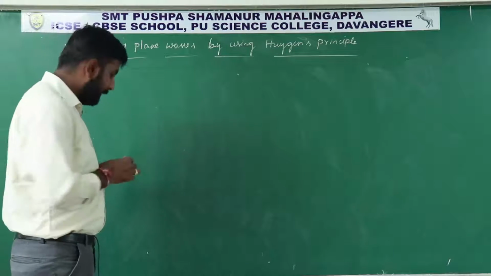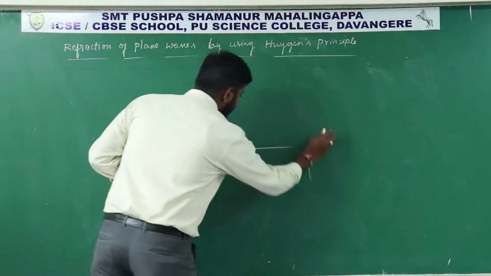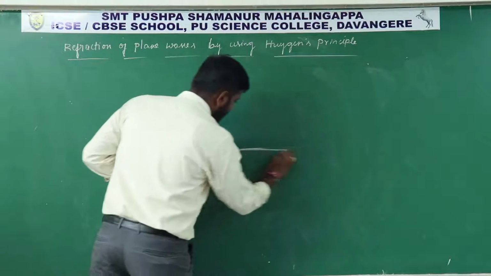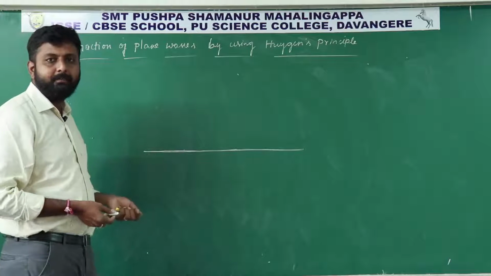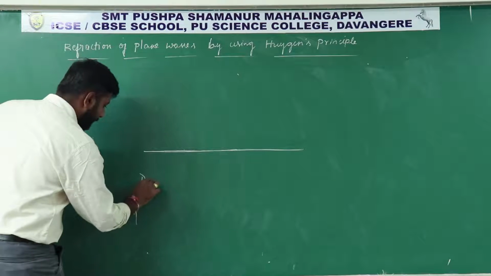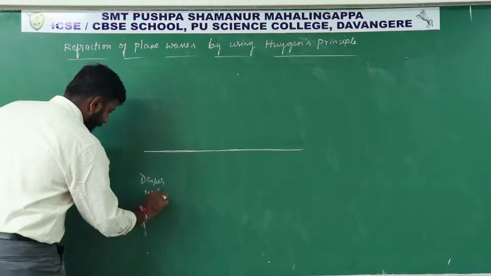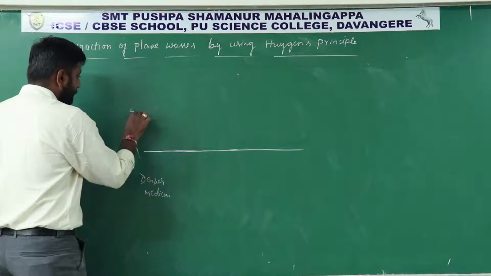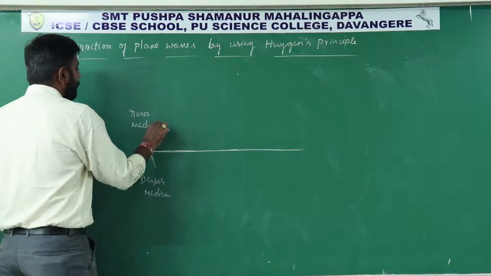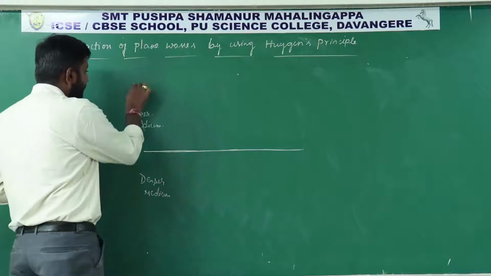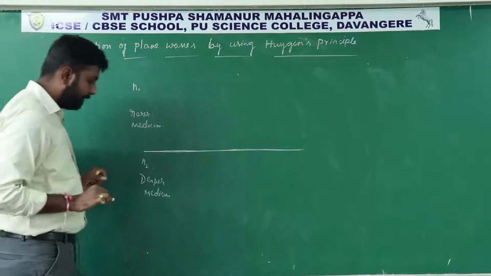For this, let us consider a refracting surface. This is the boundary surface which separates two media. So let us consider this is denser medium and this is rarer medium. So here rarer medium refractive index, let us take n1, and denser medium refractive index, let us take n2.